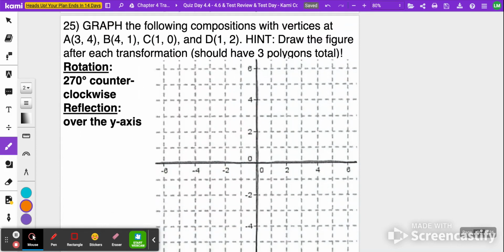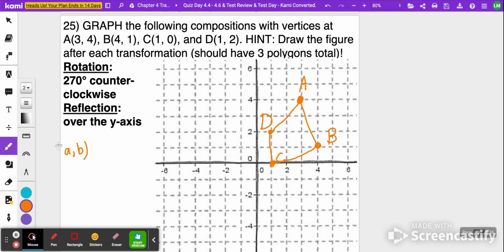The next one we have, again, a composite transformation. So we're going to find out what it looks like for a rotation around the origin, and then reflect over the y-axis. First thing we want to do is graph the original points. As we graph the original points, they're making a quadrilateral. Okay. The next thing we want to do is remember our rotation for 270 degrees counterclockwise. I'm going to write it down here.